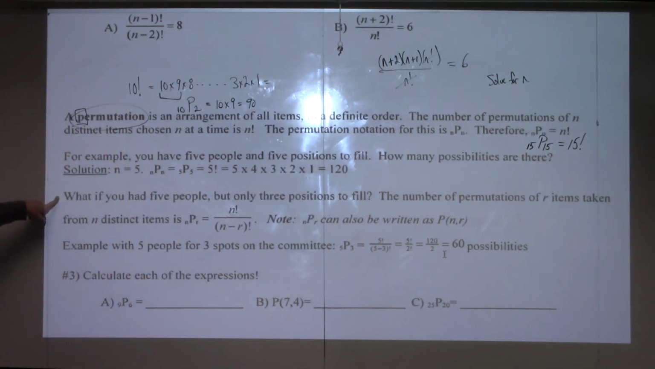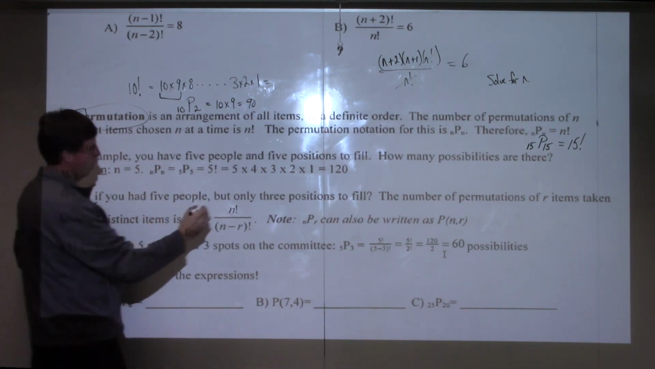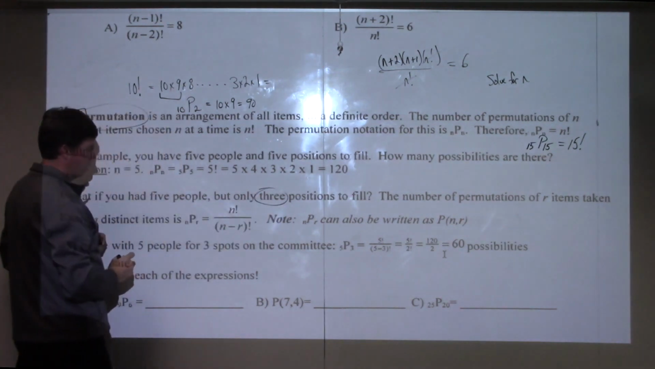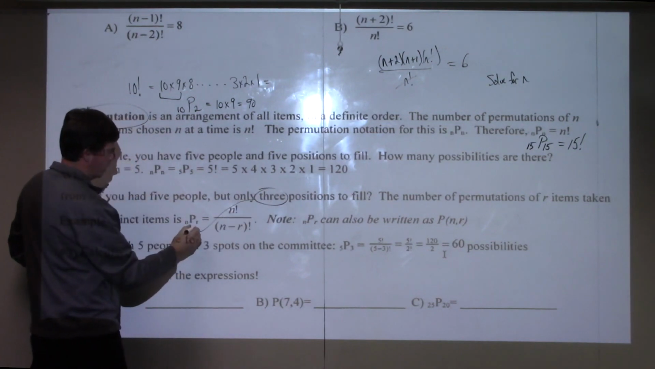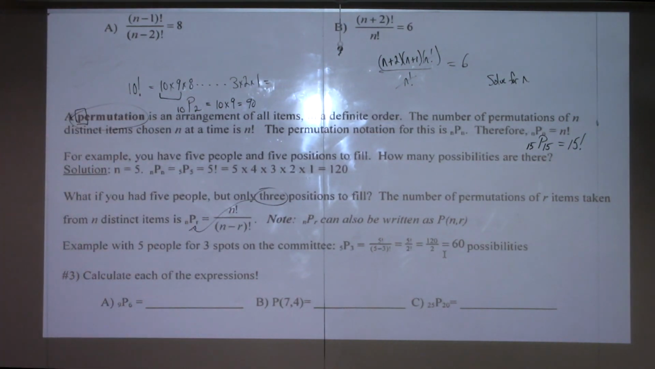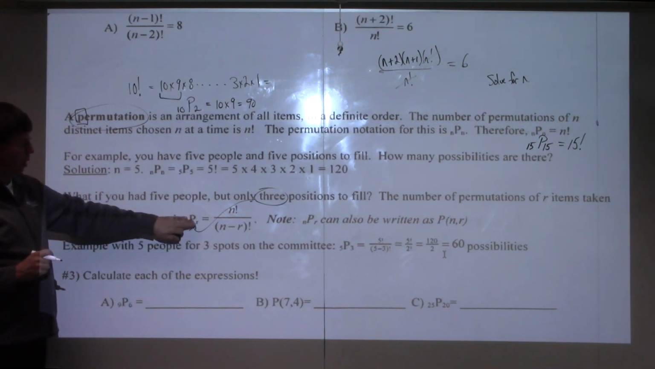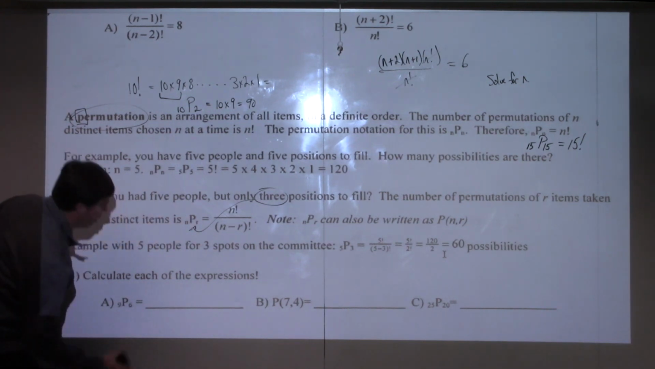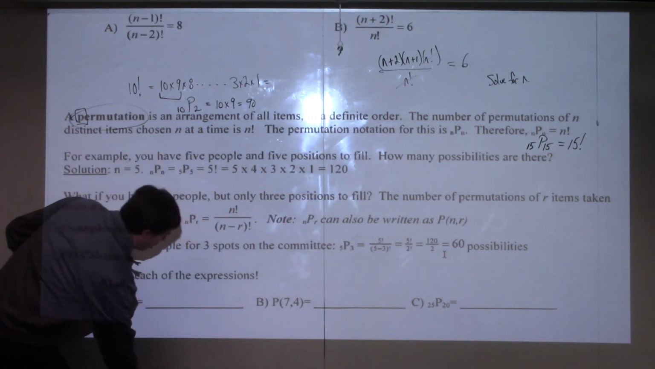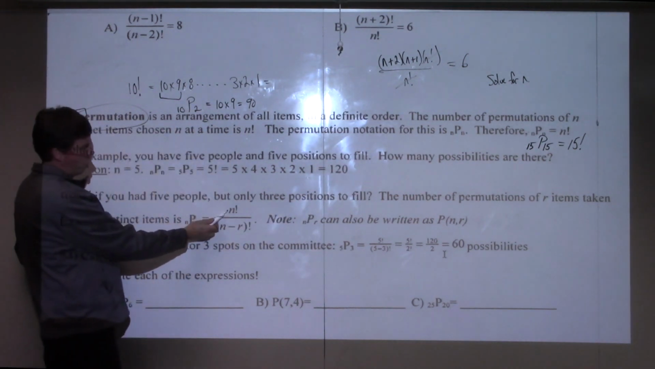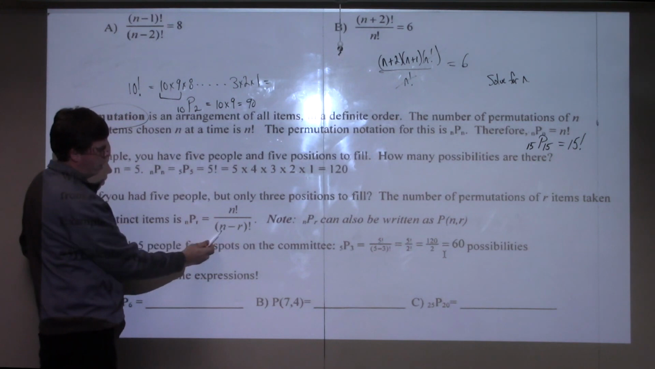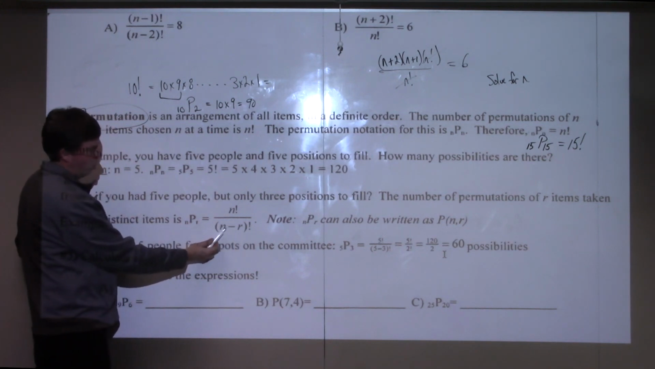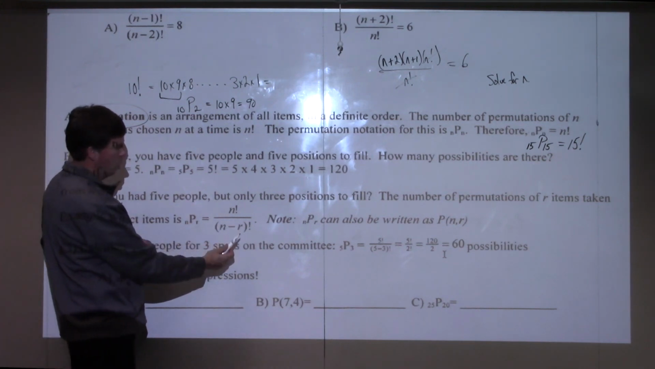But what if you had 5 people, but only 3 positions to fill? What does this value become? This becomes the second value in our equation. So the number of permutations of our items from n distinct items is 5P3. The formula that's here is a general term. And all this tells you is that of your total people, the denominator is going to be the total minus the number that you actually want.